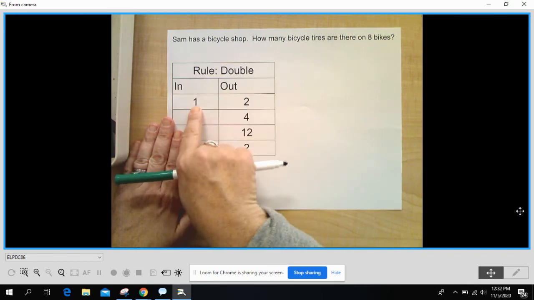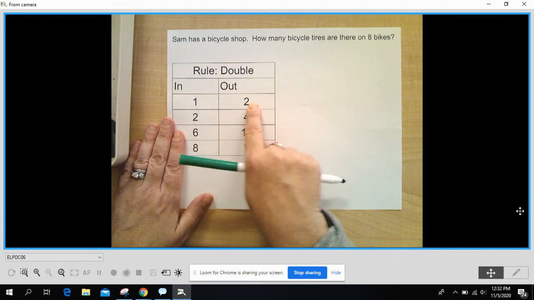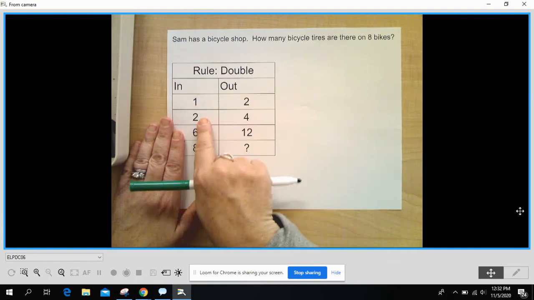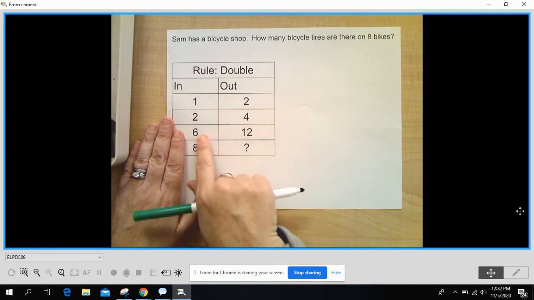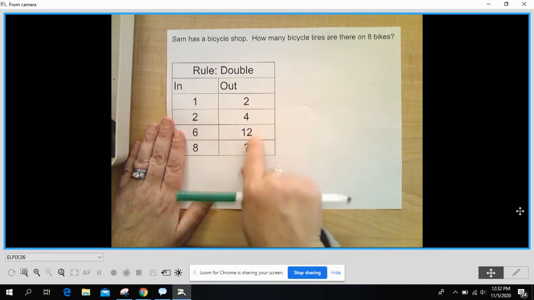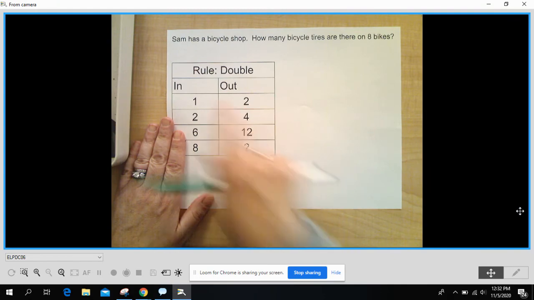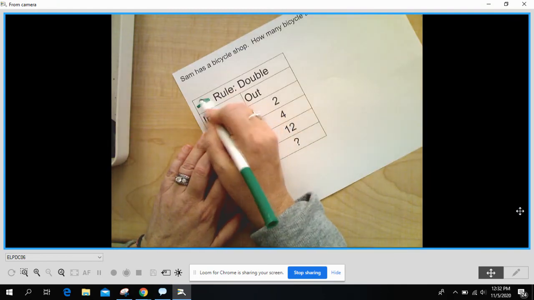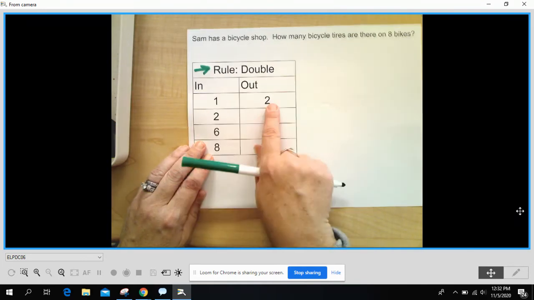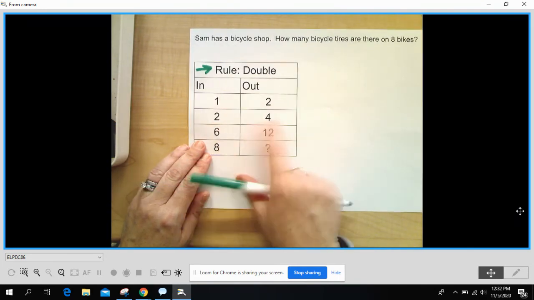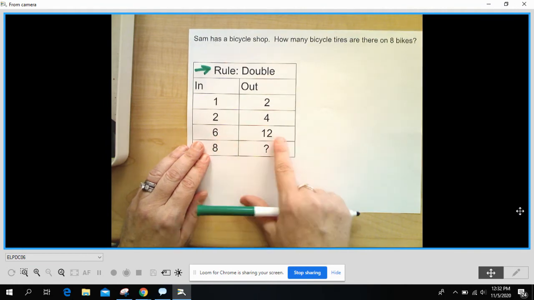If I have 1 bike, I have 2 tires. If I have 2 bikes, I have 4 tires. If I have 6 bikes, I have 12 tires. My rule up here is telling me that I need to double, because 1 doubled is 2. 2 doubled is 4. 6 doubled is 12.